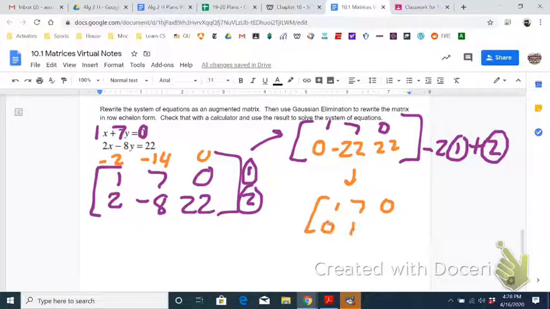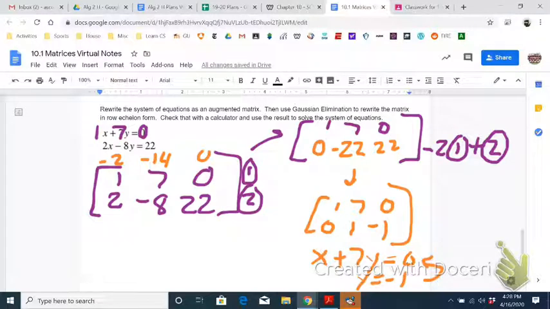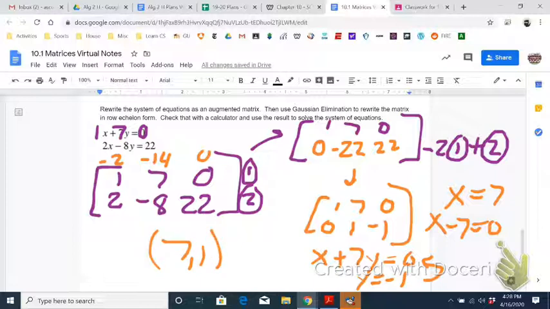by negative 22. That would be our new matrix after just taking this bottom row and dividing everything by negative 22. So now this is in row-echelon form, so we can see that x plus 7y is equal to 0, and also y is equal to negative 1. Once we plug negative 1 into there, we get x minus 7 equals 0, so x is 7. That would be our solution to the system, 7, negative 1.